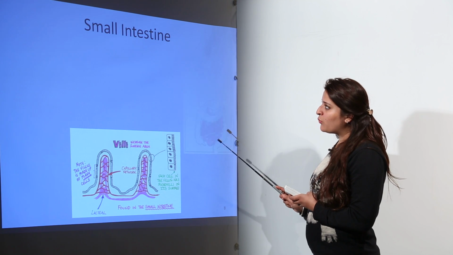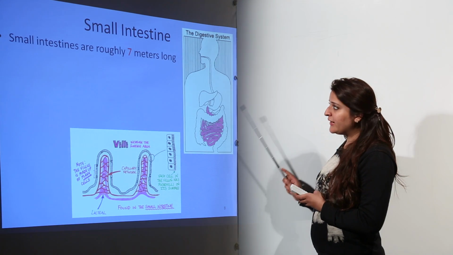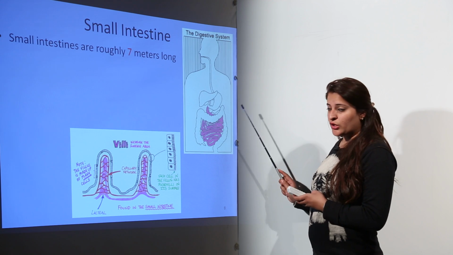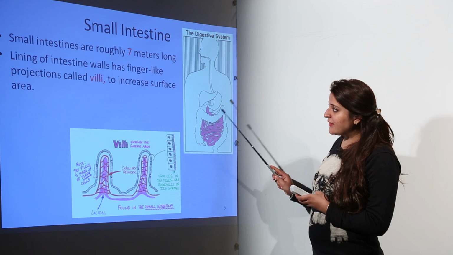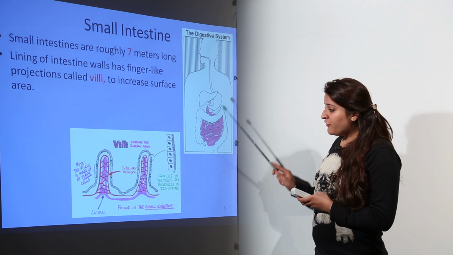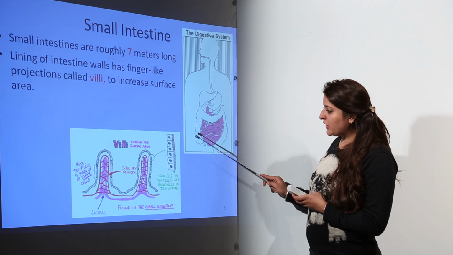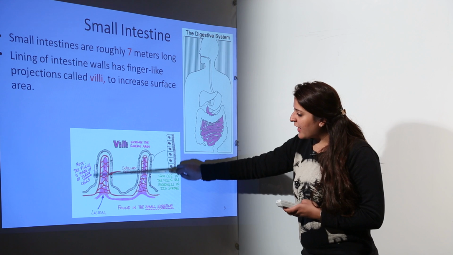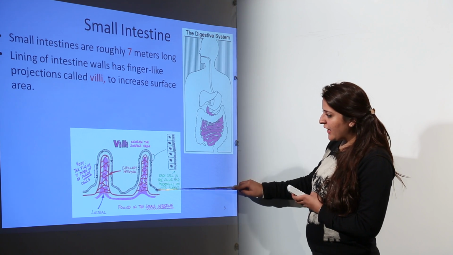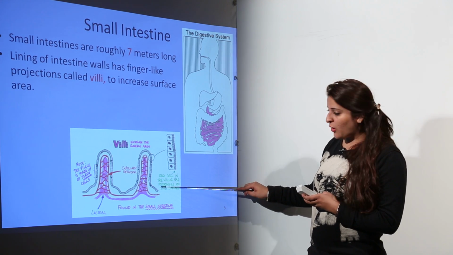Next is the small intestine. What is the function of the small intestine? The small intestine, which is a 7 meter long tube, has the function of absorbing the food. For absorption of food, it contains villi. These are the different villi, and these villi are known to increase the surface area for absorption.